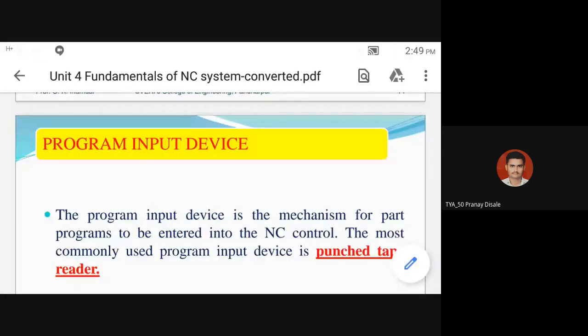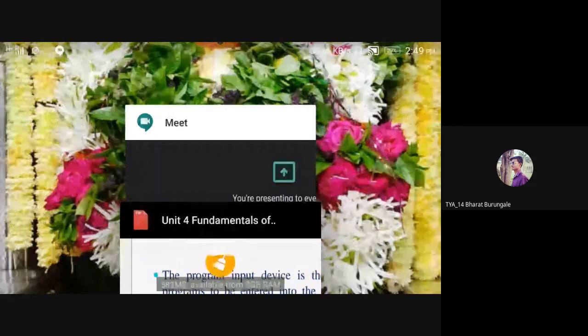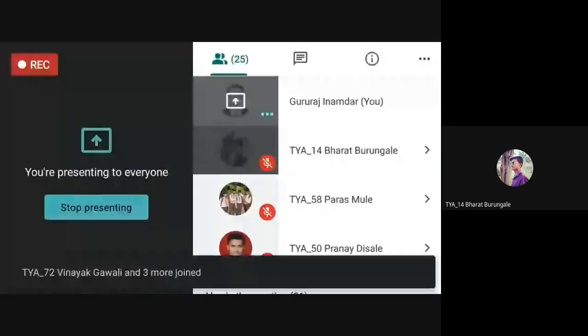Am I audible? Anyone? Yes. Okay, any doubt? I will check how many students are present. 25. Today's strength is very less.